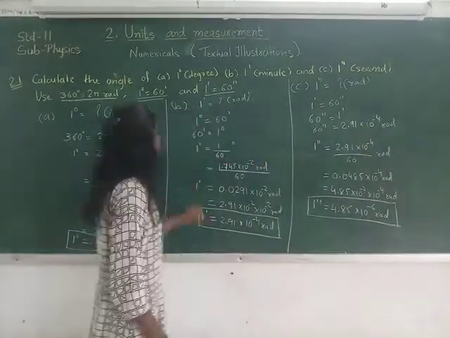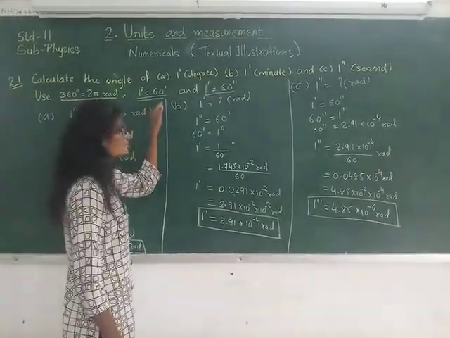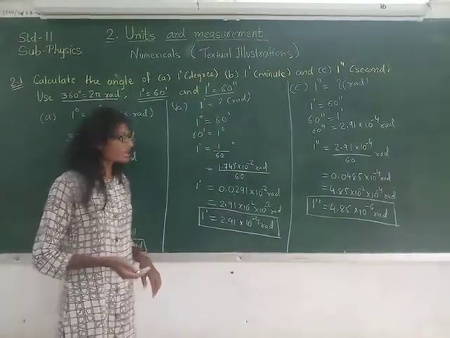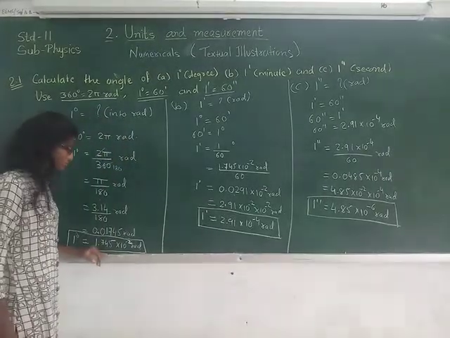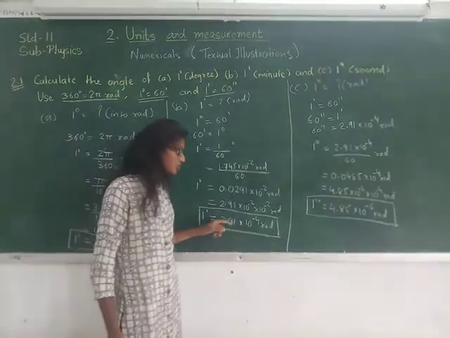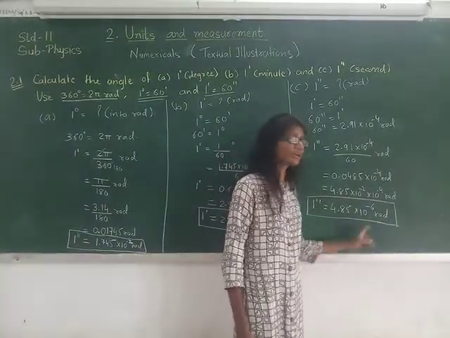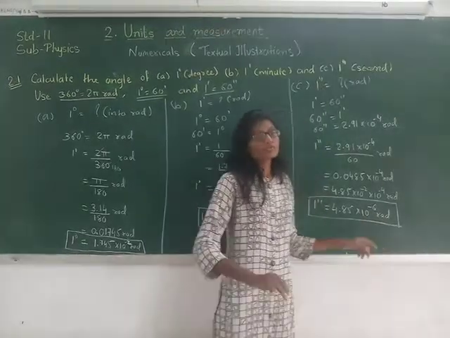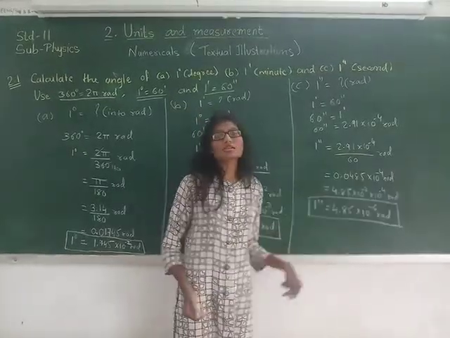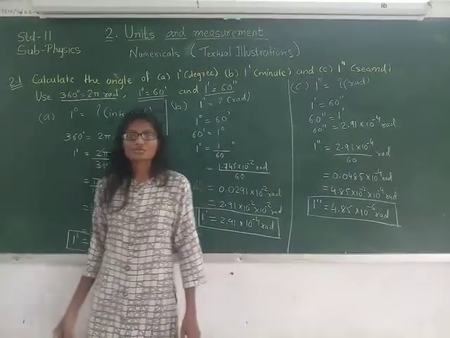So students, you need to remember these conversions. 360 degrees equals to 2 pi radian, 1 degree equals to 60 minutes, and 1 minute is equals to 60 seconds. As well as for the further numericals, you have to remember these also. 1 degree equals to 1.745 into 10 raised to minus 2 radian. 1 minute equals to 2.91 into 10 raised to minus 4 radian. And 1 second equals to 4.85 into 10 raised to minus 6 radian. Because for solving the numericals further, you need to convert that into radian, right? So these conversions are important to remember. So copy down this and we will be moving to the next illustration.